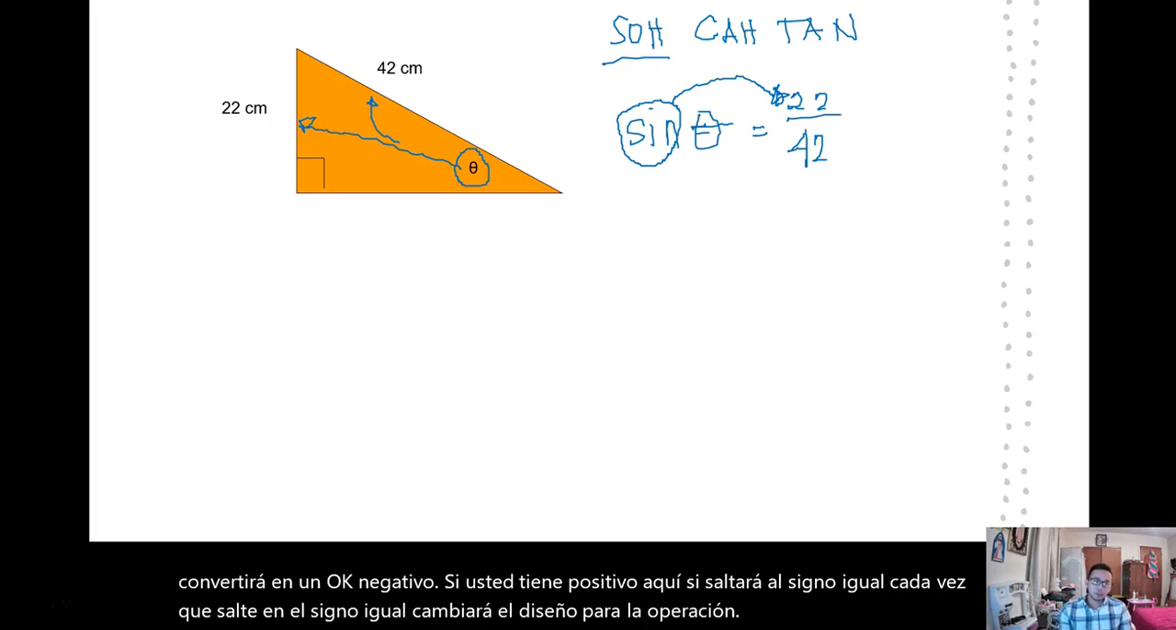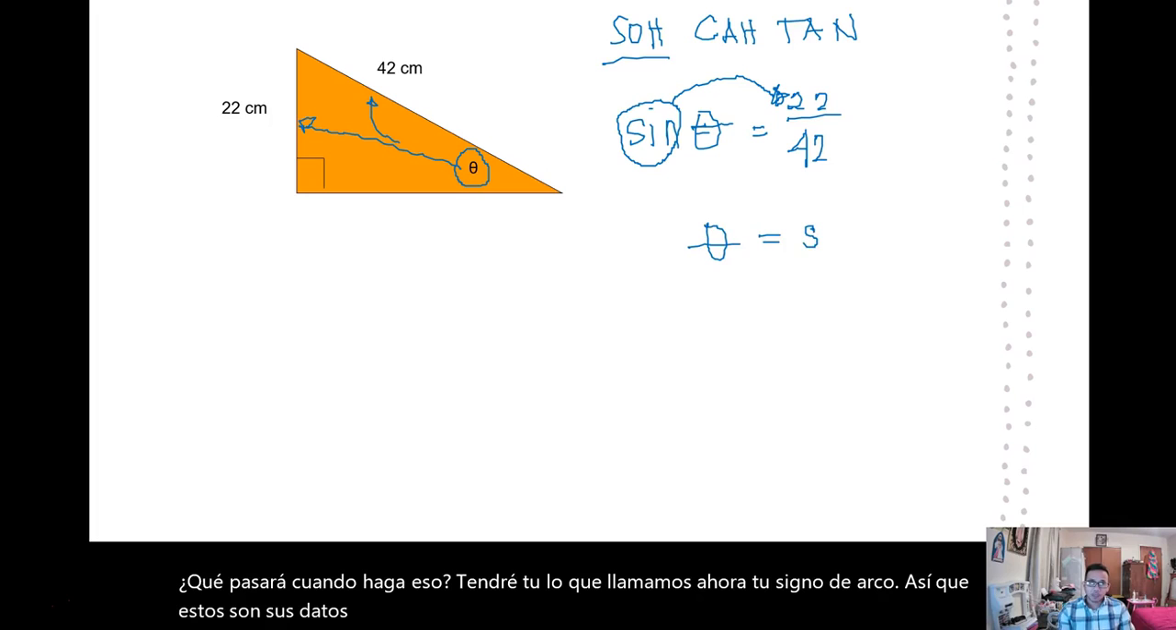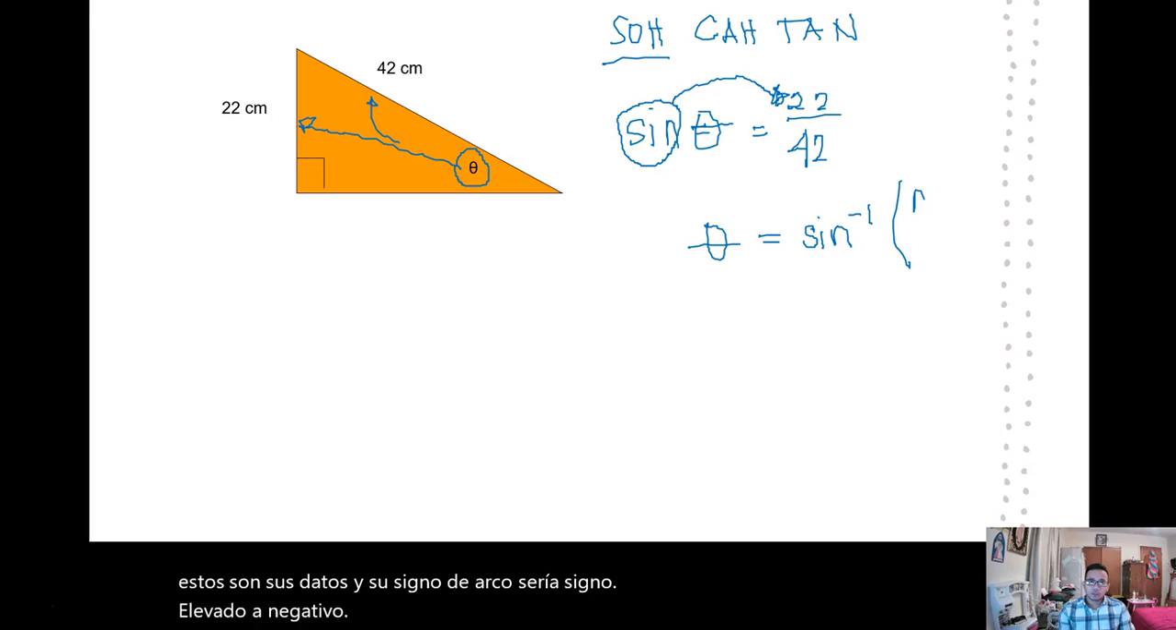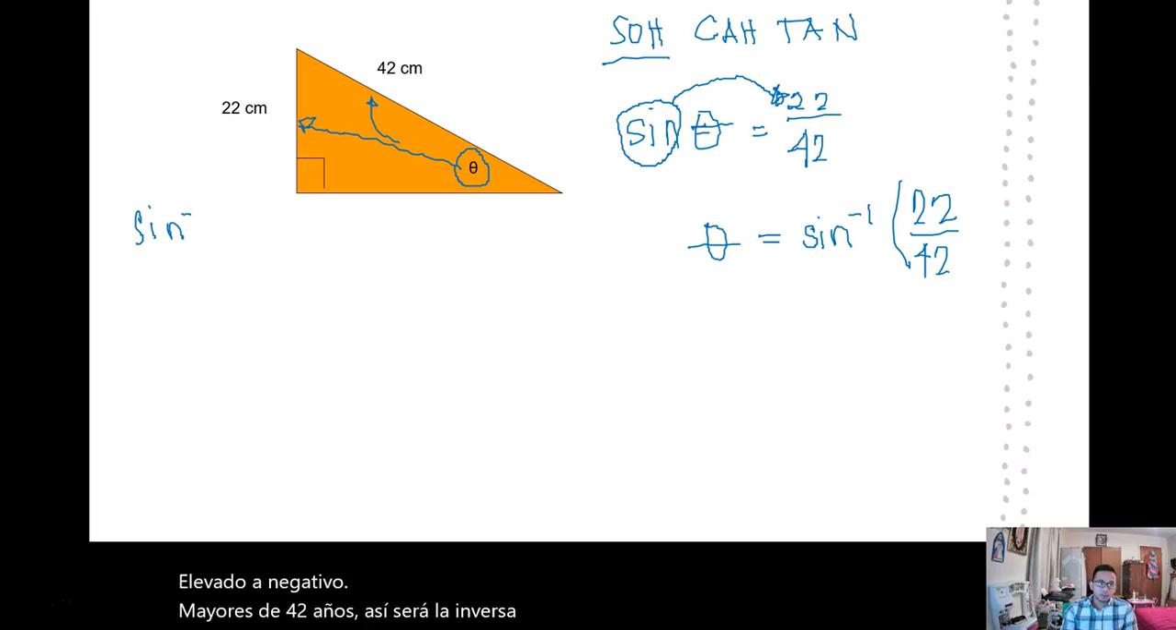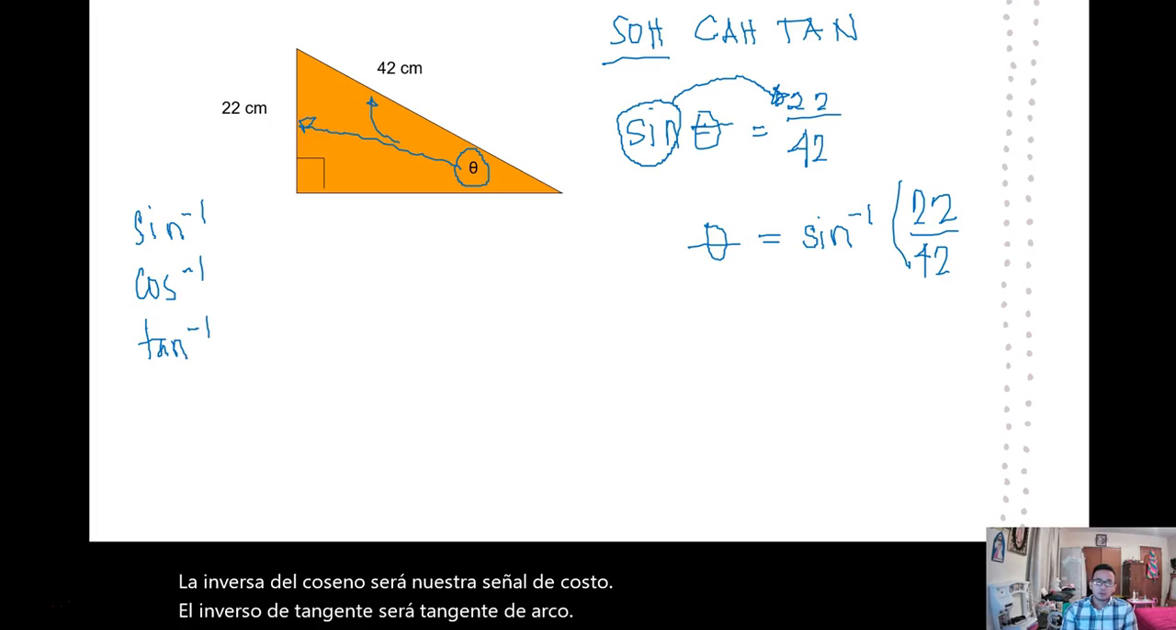So what will happen when I do that? I will have what we call the arc sine. So theta is equal to sine raised to -1 of 22 over 42. The inverse of sine will be arc sine, the inverse of cosine will be arc cosine, and the inverse of tangent will be arc tangent. So we call this one arc.